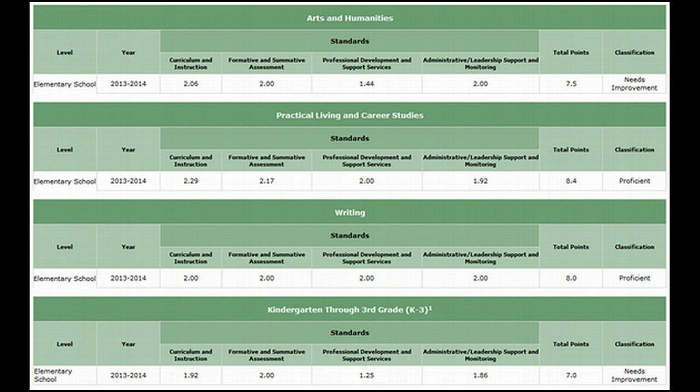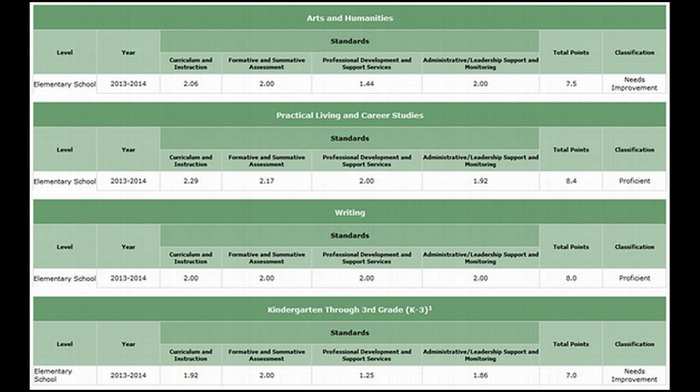Now, clicking on the Program Review tab at the top brings you here. Currently, there are 3 program reviews that are included in the Kentucky Accountability System. There's one for Arts and Humanities, Practical Living and Career Studies, and the third one for Writing.